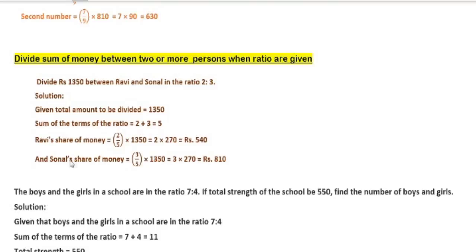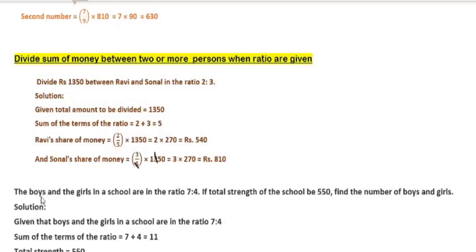And Sonal's share of money is 3 by 5 into 1350. Here you can cancel 1350 and 5, you will get 270. Here 3 into 270, you will get 810. And add both, 810 and 540, you will get 1350. So this is the method to solve the question.